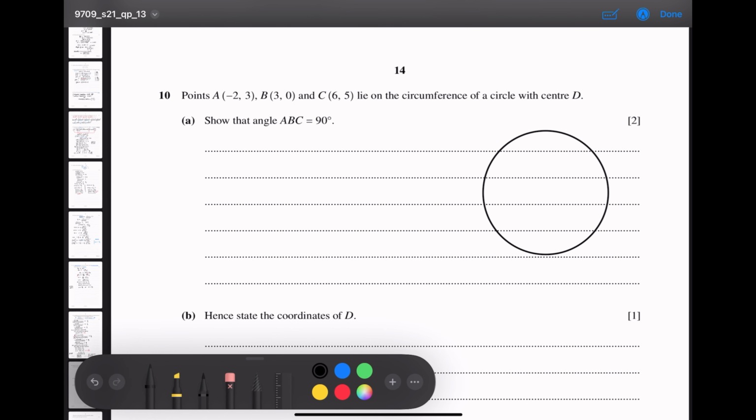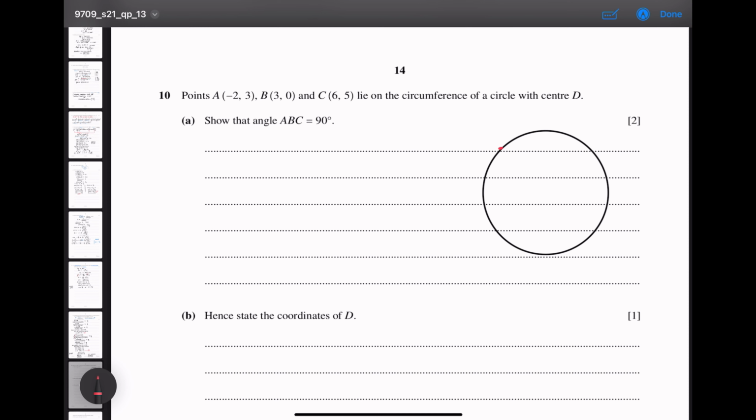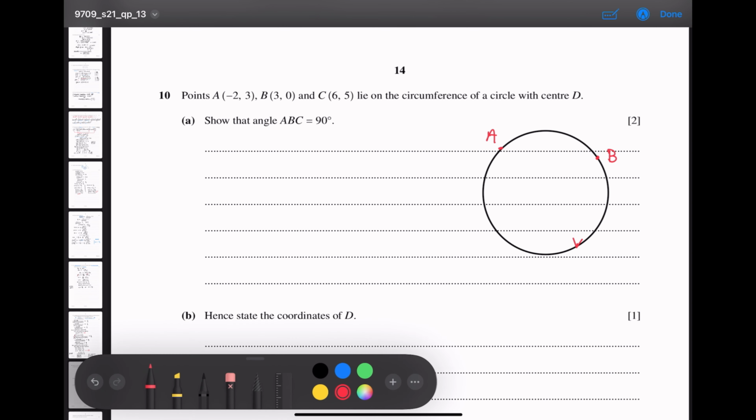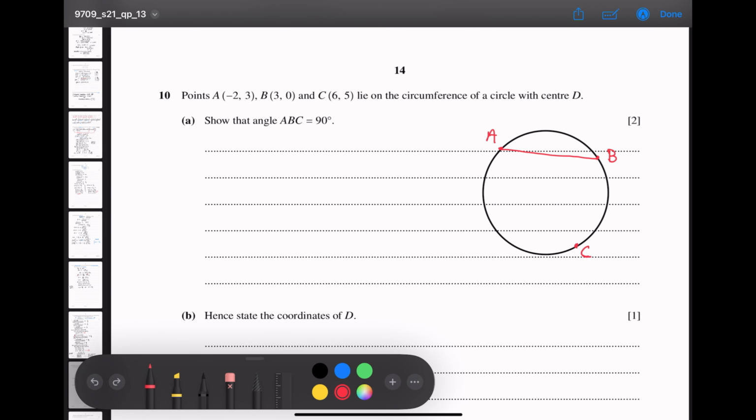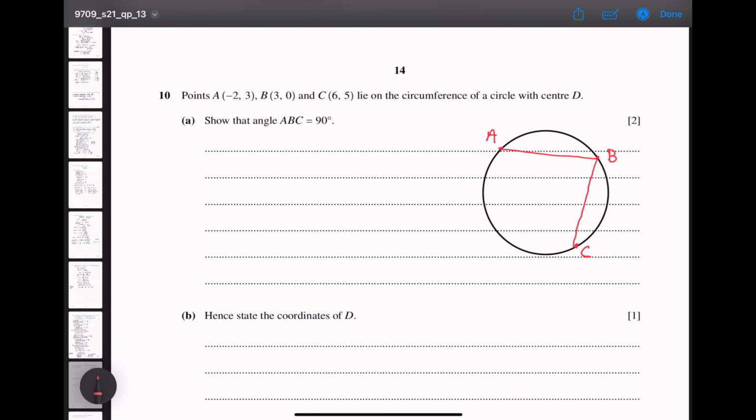Points A, B, C lie on the circumference of the circle. Let this be point A, this point is B, suppose, and this point is C. Now we have to show that angle ABC is 90. We have to show that this angle is 90.